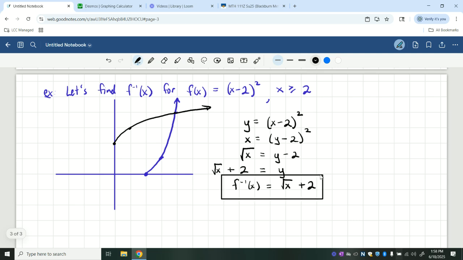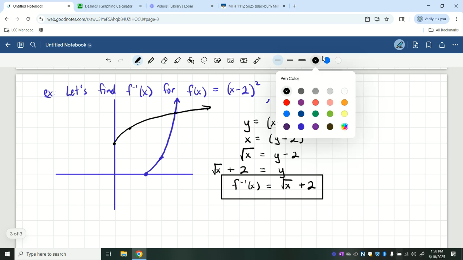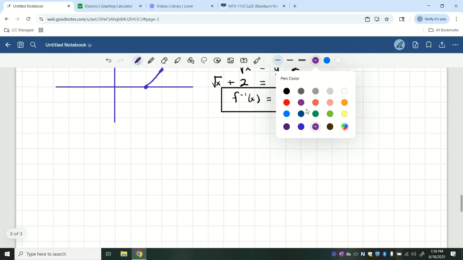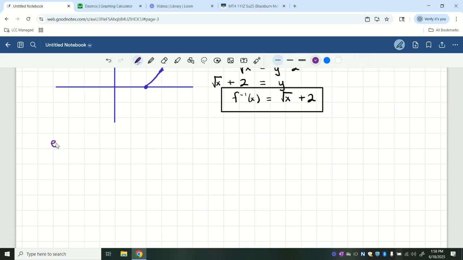Okie dokie. One more example. Let's do a toughie. We'll finish this section with a toughie. Okay. Toughie's a real word. You could look it up in a dictionary. Toughie. f of x equals 7 over x plus 2. Find f inverse of x.